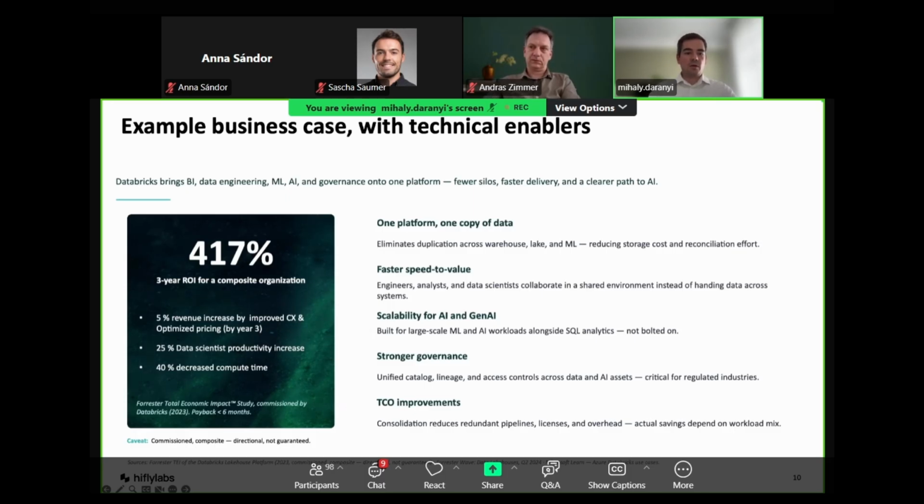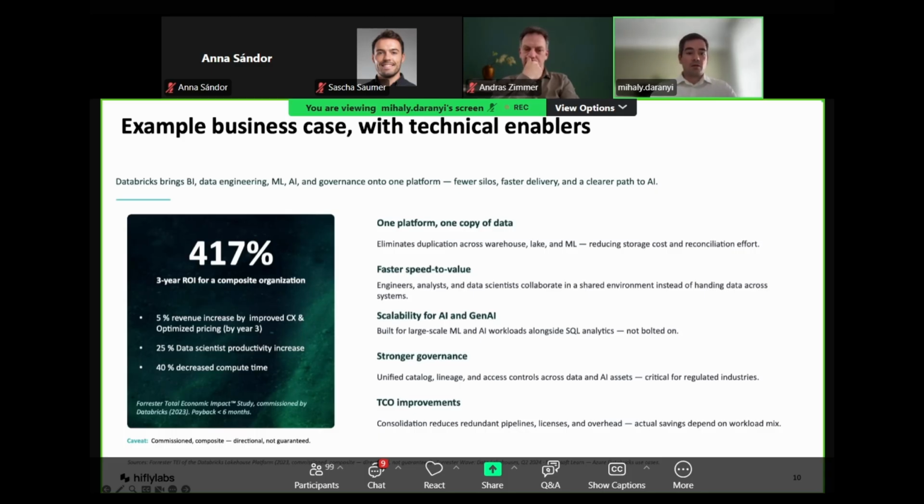But what's really interesting is why these numbers come up. The first one is one platform, one copy of data, which eliminates the duplication across warehouses, lake, and machine learning, and also reduces the storage cost and the reconciliation effort. And also the faster speed to value: engineers, analysts, and data scientists collaborate in a shared environment. The scalability for AI and GenAI is also really important because it's built for large-scale machine learning alongside SQL analytics, which are not bolted on, like in the case of Synapse, for example.